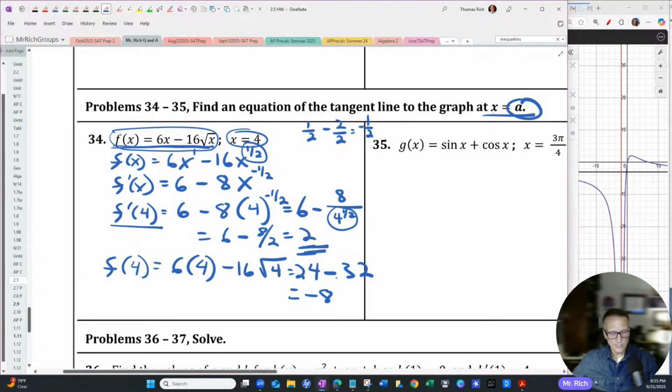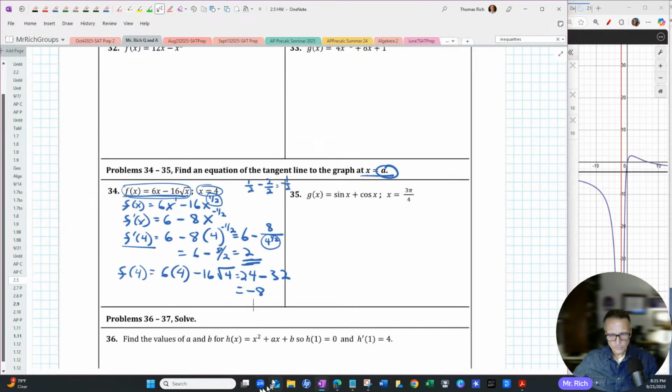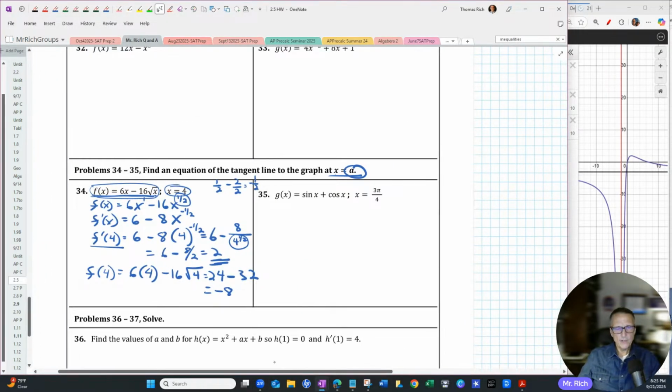All right, so what does this tell me? This tells me that on this function, we have the point of tangency. I'm going to abbreviate that POT. The point of tangency is 4, comma, negative 8. The slope of the tangent line, I'll abbreviate that SOT. Slope we got as f prime of 4, it's equal to 2.